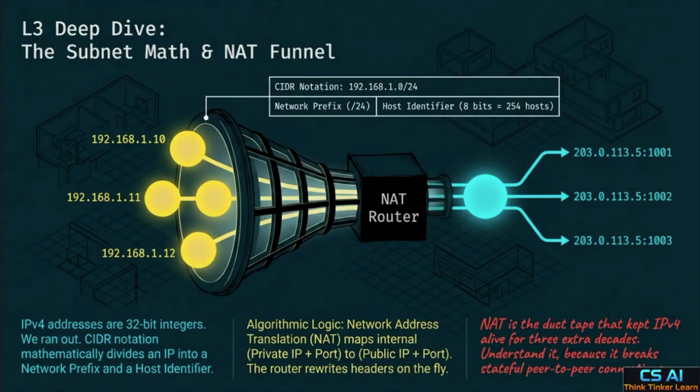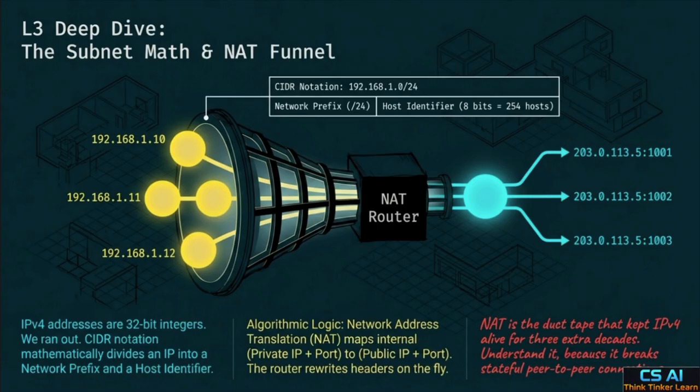Think of NAT as duct tape for the internet. It maps internal private IPs and ports to a single IP. The router rewrites the header on the fly. It's brilliant, but it comes with a cost. It breaks stateful peer-to-peer connections.